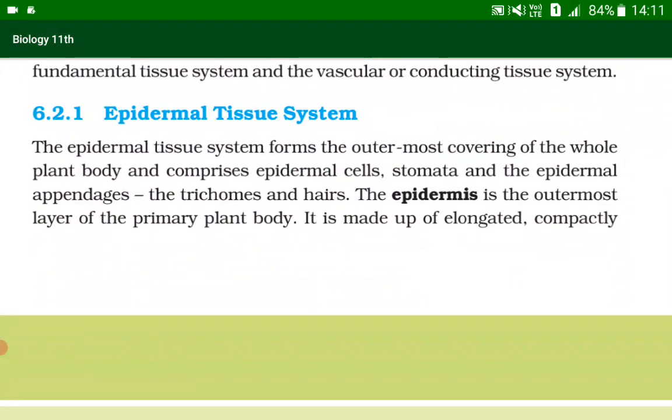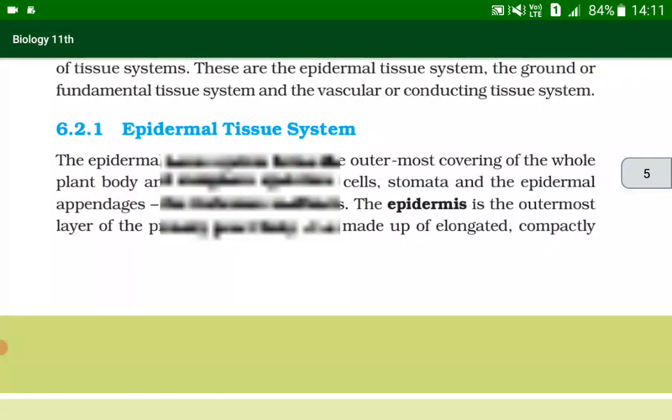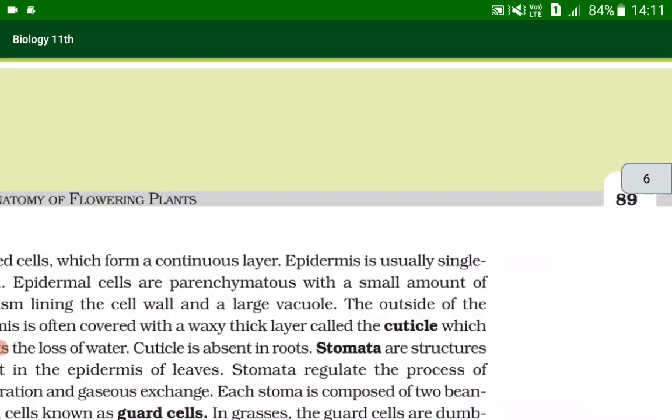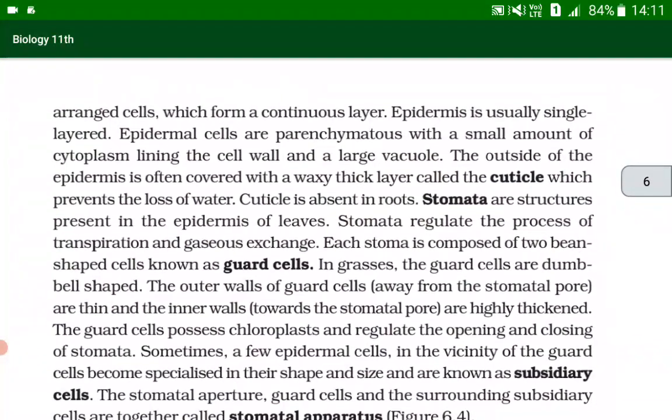6.2.1 Epidermal tissue system. The epidermal tissue system forms the outermost covering of the whole plant body and comprises epidermal cells, stomata, and the epidermal appendages, the trichomes and hairs. The epidermis is the outermost layer of the primary plant body. It is made up of elongated, compactly arranged cells which form a continuous layer. Epidermis is usually single layered. Epidermal cells are parenchymatous with a small amount of cytoplasm lining the cell walls and a large vacuole.